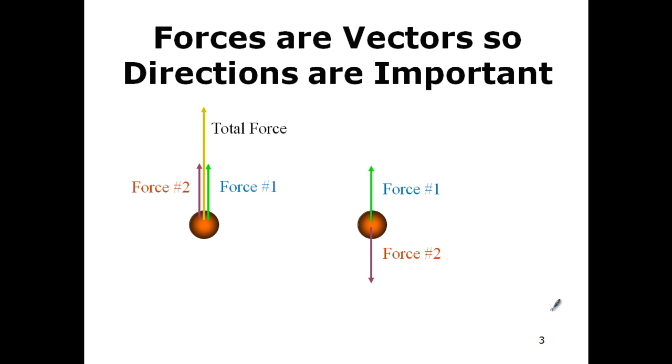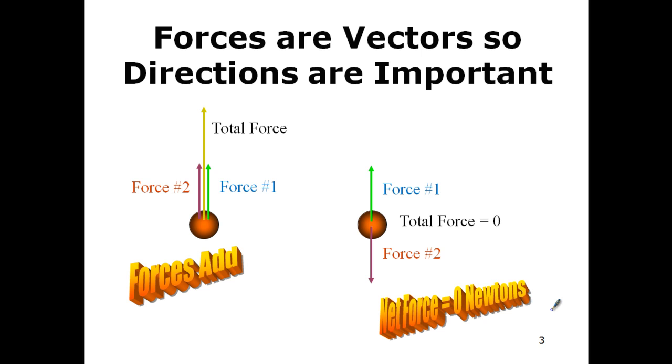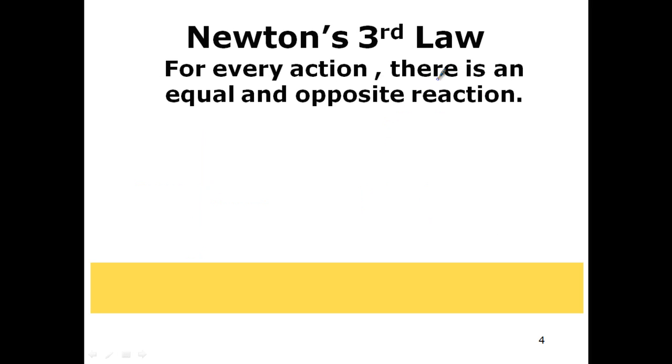So the total force on the ball on the left is going to be like double either one of those forces, also upwards, because forces add together in this case. But since they're going opposite directions, they have equal magnitudes on the right-hand ball, the total force equals zero, the net force equals zero. So the net force is going to be zero newtons. You're going to see this a lot, net force. It's from math class, the sigma. Net force. So recall Newton's third law: for every action there is an equal and opposite reaction.